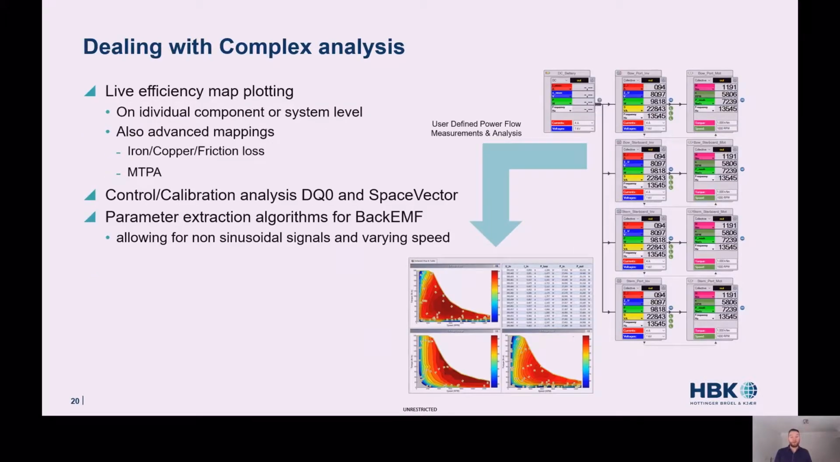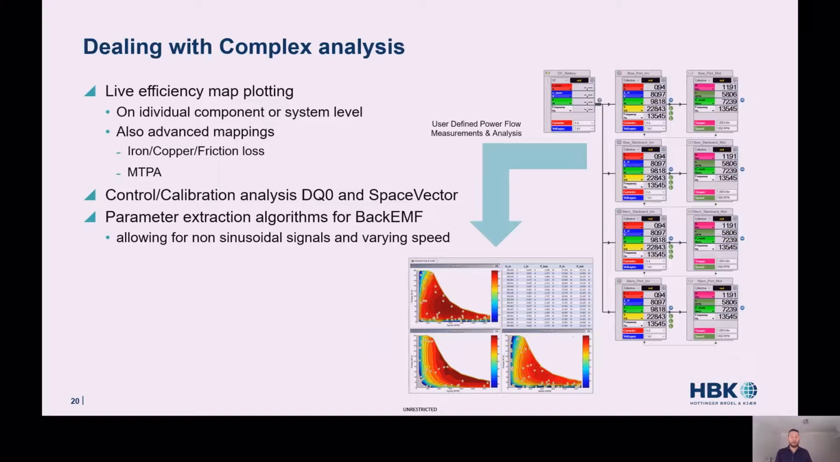After mapping our solution, complex or not, we can set up our analysis. This can be done on an individual component or on a system level and start, for example, efficiency mapping. Also, more advanced mappings like iron, copper, and friction losses or MTPA, maximum torque per ampere, can be created. More importantly, test time can be significantly reduced as there is no settling time like in many traditional solutions.